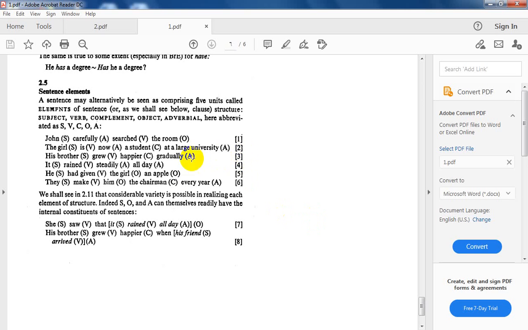At this level, it is the step by which I can divide each element in the sentence according to its function. John is subject, carefully adverbial, verb, the room, and something like that, as you have seen and as we explained last Thursday. The girl is subject, is verb, now adverbial, student complement, at large university adverbial, and something like that.